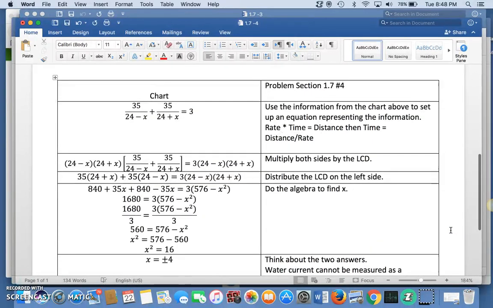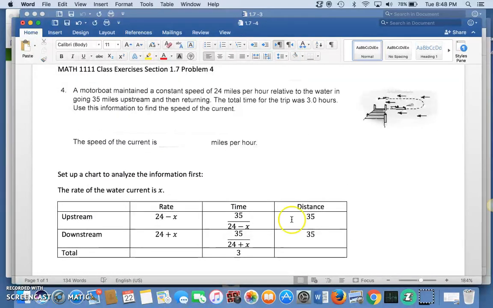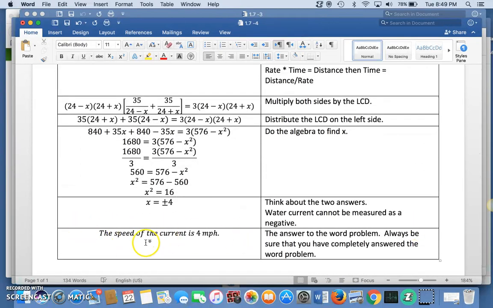And what did it ask you? In your original problem, the speed of the current, 4 miles per hour, that's the only thing it asks you. So we have solved the problem and answered the question.